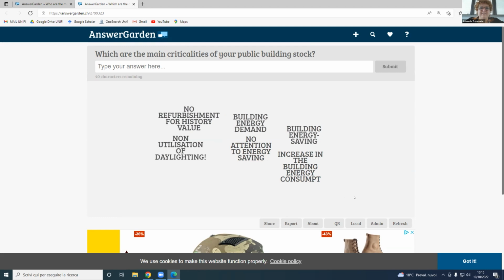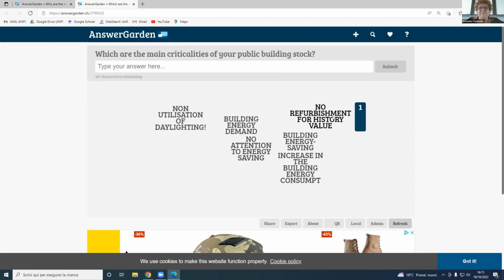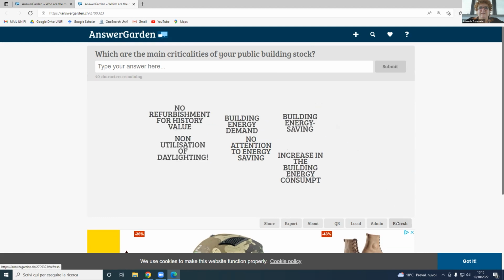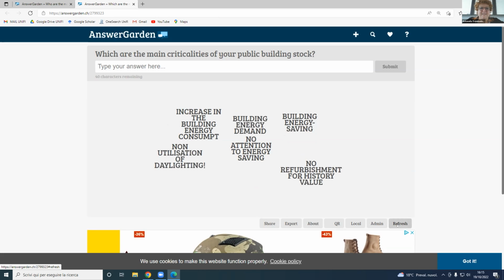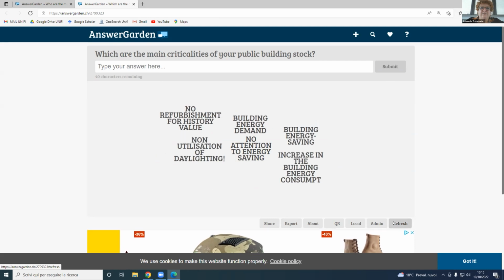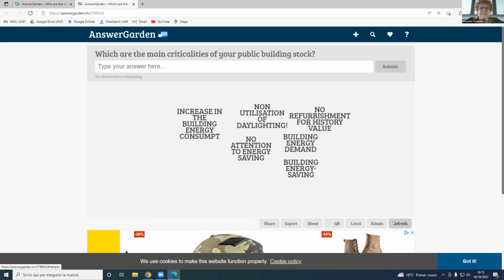Utilization of the lighting. Non-utilization of the lighting is a very interesting answer, okay, because sometimes in our buildings, especially on the south exposition of the facade, they shut down all the windows and switch on the light. So there is no good utilization of the lighting inside.